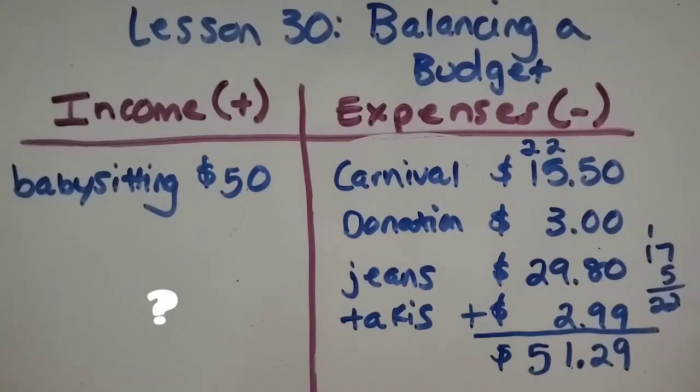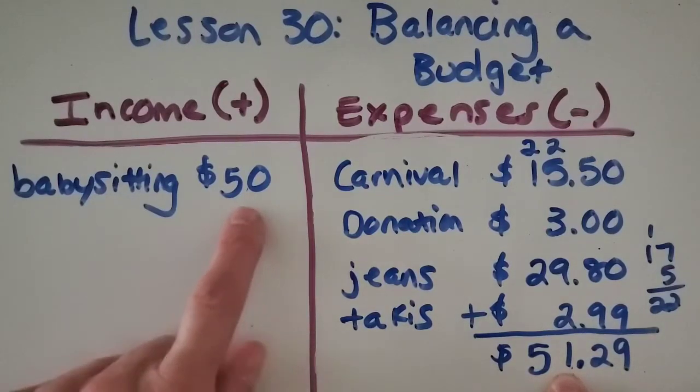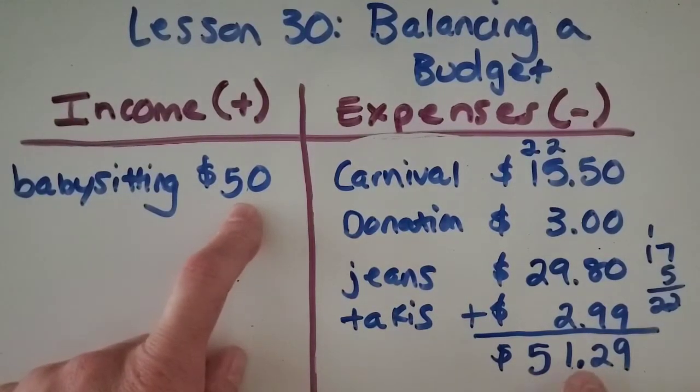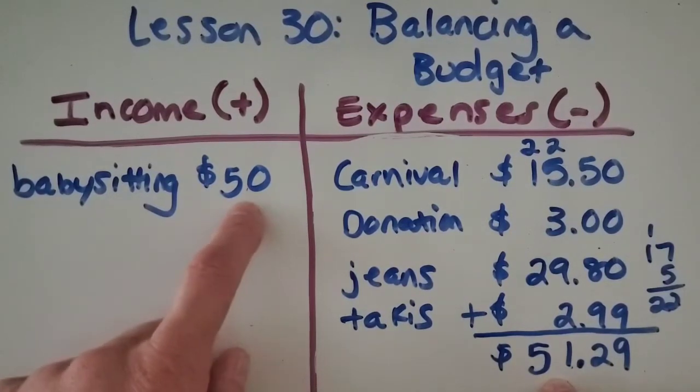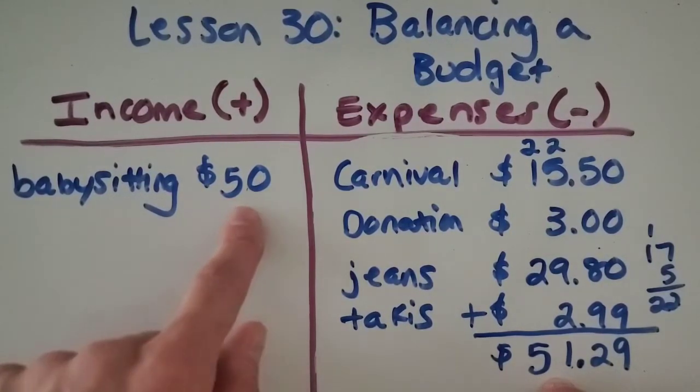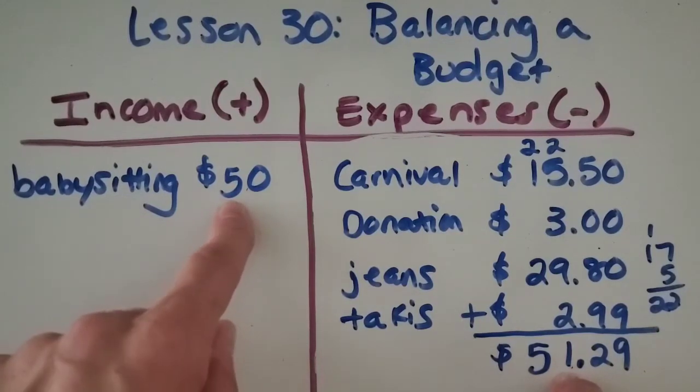Is their budget balanced? Okay, good. It is not balanced. Good job figuring that out. So this person spent a little bit too much on their expenses, and that's higher than 50. So that's what we want to avoid. We want to make sure our expenses are the same as our income.